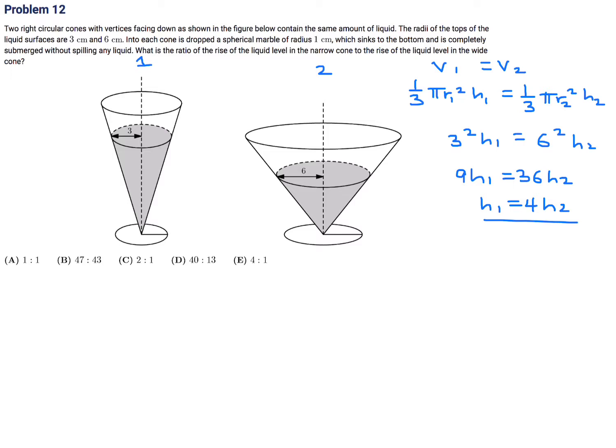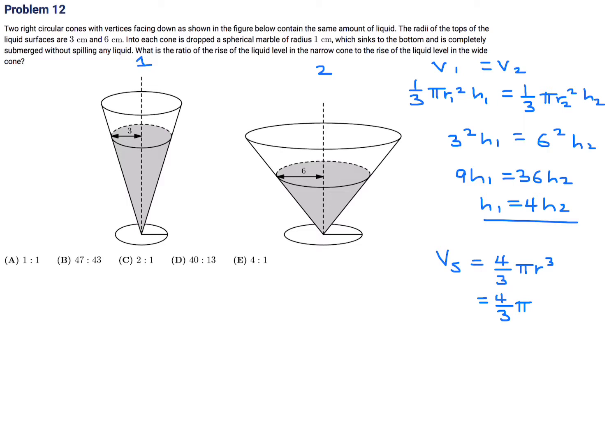So that's very important that we got that. Now let's talk about that marble. That's a sphere. So how do you figure out the volume of a sphere? Volume of a sphere is 4/3 pi r cubed. And in this case, the radius is 1. So that's just going to be 4/3 pi, since 1 cubed is 1. So we are basically taking that 1/3 pi r squared h1, and we're adding to it this amount. And in the end, we're getting a ratio.